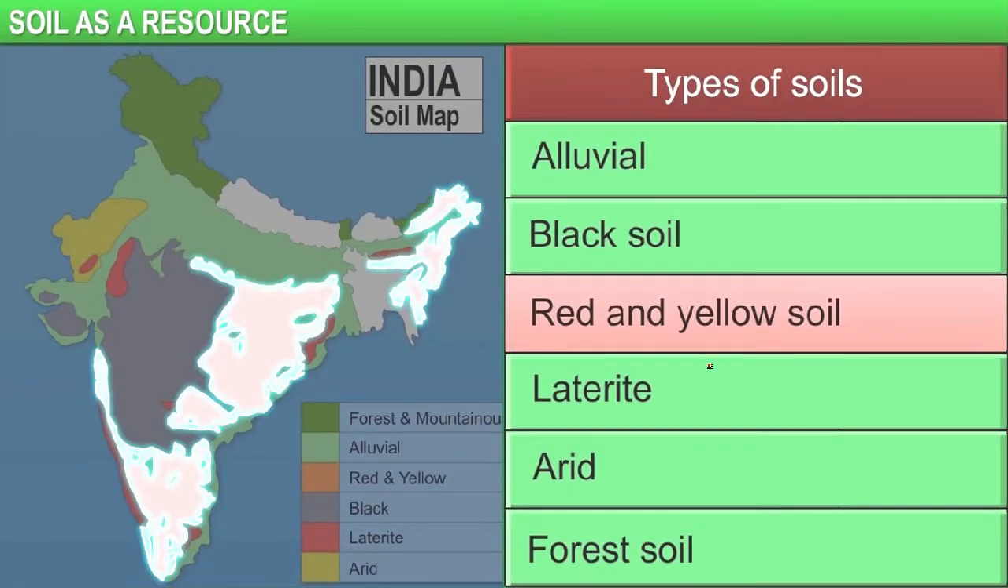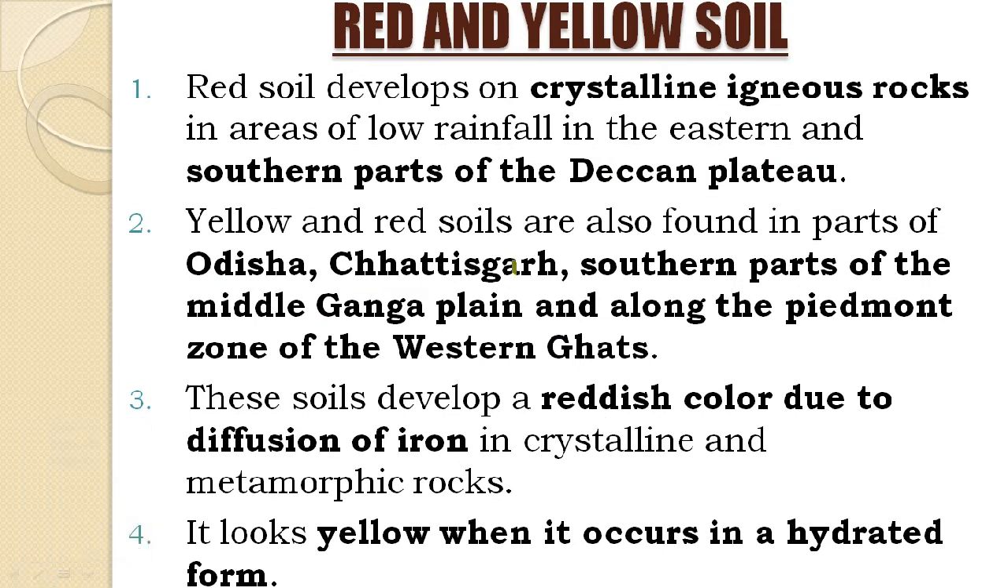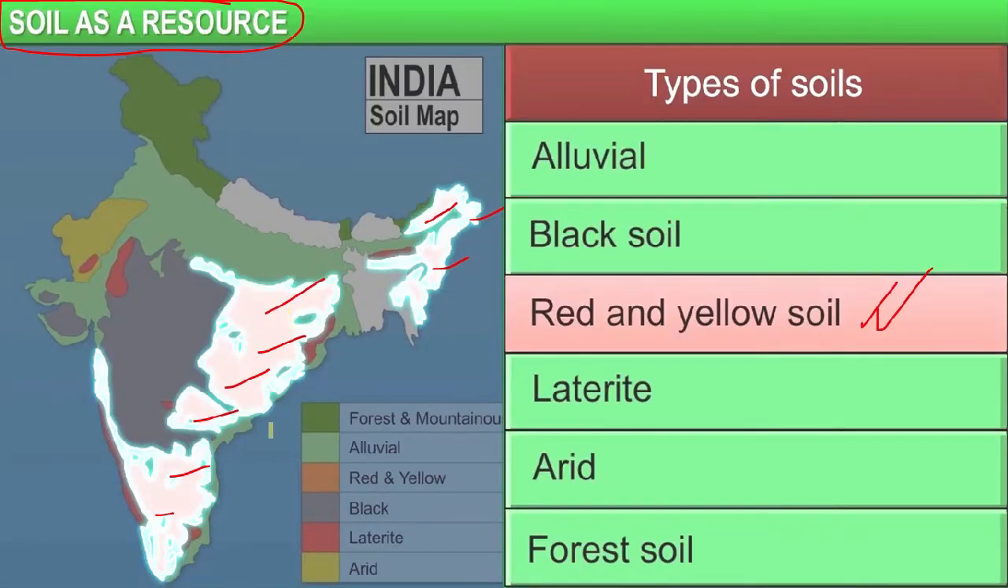So students, we will see the distribution of red and yellow soil now. Okay, so here we have the red and yellow soil, pink in color. So try to find out the regions which are pink in color. This region, this region, this region, all these regions which we have studied right now. Now let us get back in order to correlate it more effectively. We have seen that this type of soil is found in the eastern and southern parts of the Deccan Plateau. Let us correlate this. Now the eastern and southern parts of the, this is the eastern and this is the southern part of the Deccan Plateau.